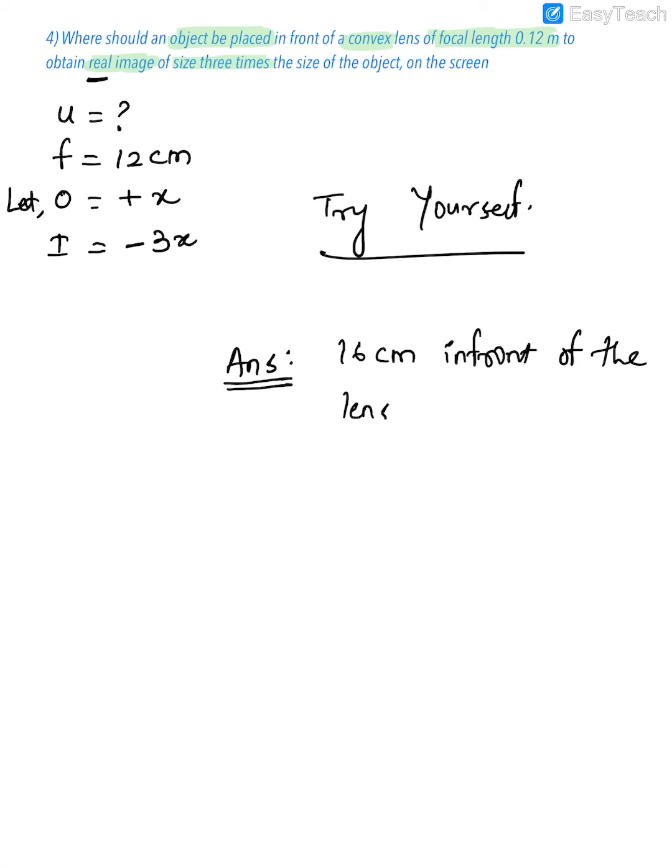Can you guess what must be the answer for U then? So actually, what will be the answer for U? You would get U as how much? U will be equal to minus 16 centimeter, and after that we'll write this statement. So this is the statement after you get U equal to minus 16, you need to write this statement.